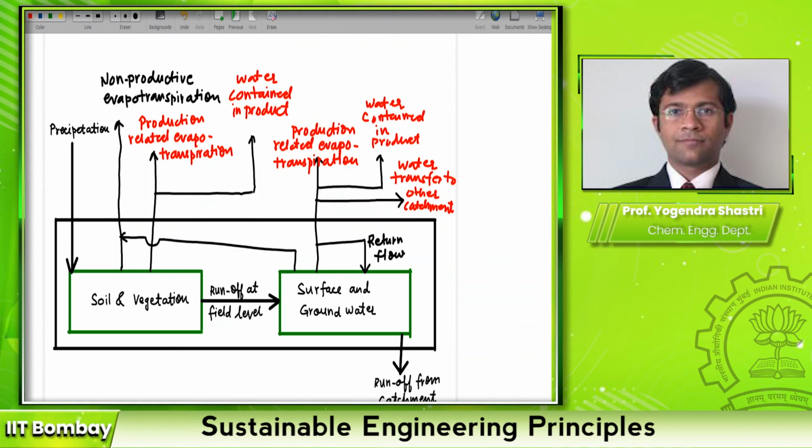So this figure summarizes what happens to the green and blue water that we had seen in the previous module. So to summarize, green water can be used for non-productive evapotranspiration. It can also be used for productive or production related evapotranspiration, mainly for agriculture and forestry. Similarly, surface water can also be used for production related evapotranspiration as well as water contained in the product, while water can also be taken out and used for some other application. Now, based on this, we can now understand the concept of green and blue water.